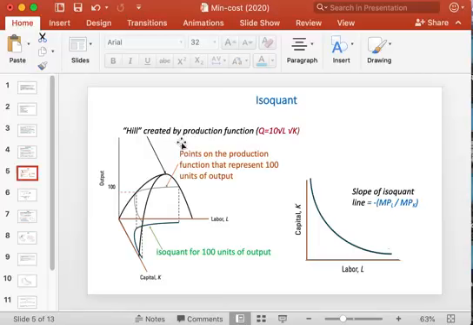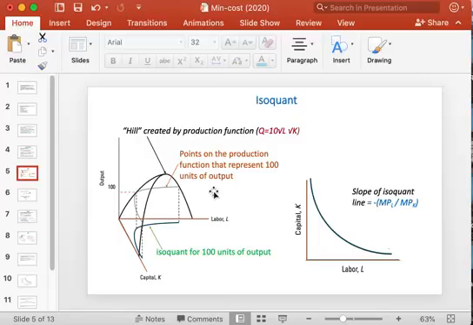Here you can see, if you plot the production function equation, Q equal to 10 times the square root of L times the square root of K, on a three-dimensional Cartesian coordinate system made up of labor on the x-axis, capital on the y-axis, and output on the z-axis, then you will get this hill created by this production function.